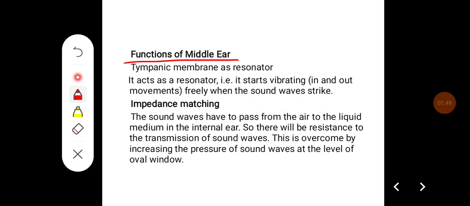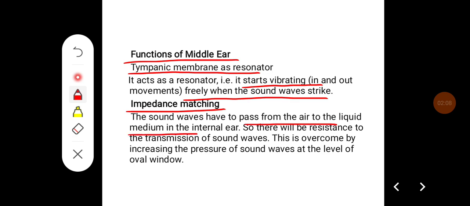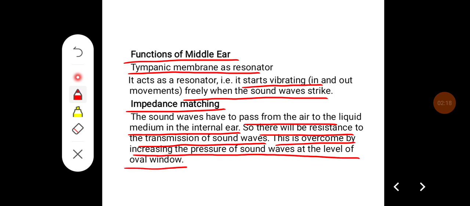Functions of middle ear. Tympanic membrane acts as a resonator. That is, it starts vibrating in and out freely when the sound waves strike the tympanic membrane. Another important function of middle ear is impedance matching. Sound waves have to pass from air into liquid medium in the internal ear. So there will be resistance to the transmission of the sound waves. This is overcome by increasing the pressure of sound waves at the level of oval window.